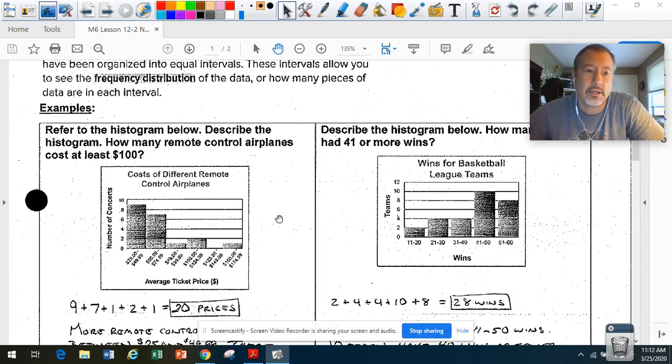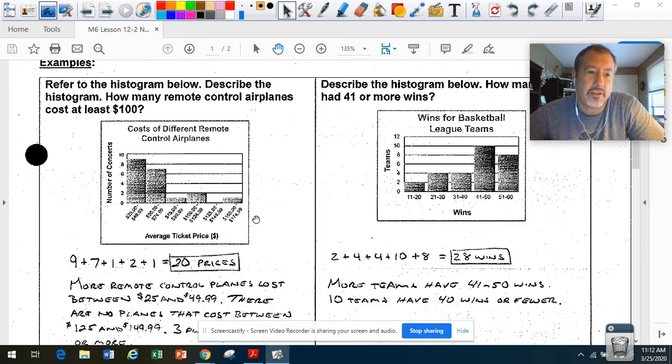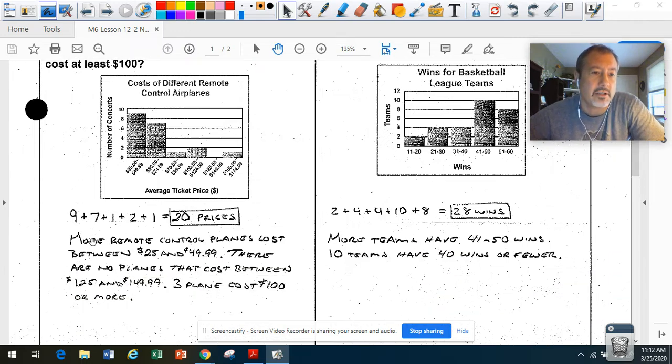So let's scroll down here a little bit. Let's look at some other information that this tells us. It says more remote control planes cost between $25 and $49.99.